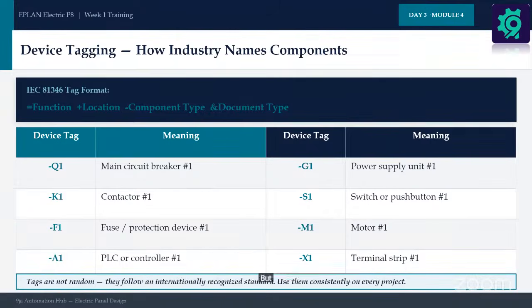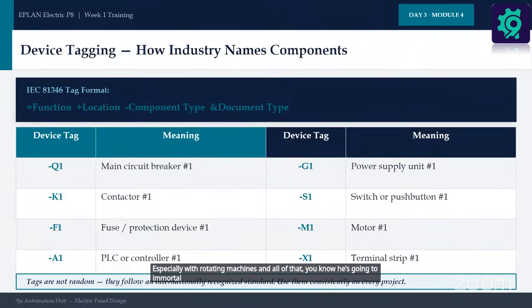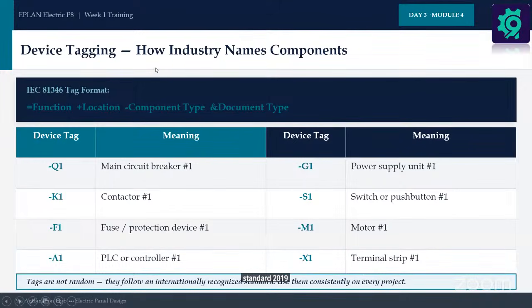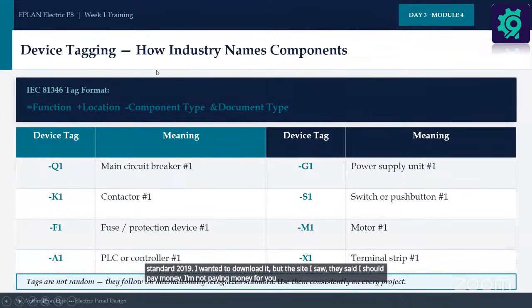But if you are using it for a process, especially with rotating machines, you know it's going to a motor, it gets K. And these things are not just there. They have been classified under standards. So I'm saying it again, you can go and check for the IEC 81346 standard 2019. I wanted to download it, but the site said I should pay money. I'm not paying money for you people, so I decided not to download it.